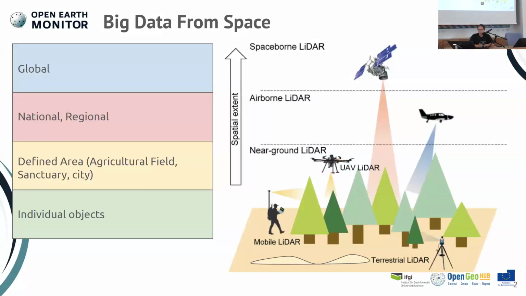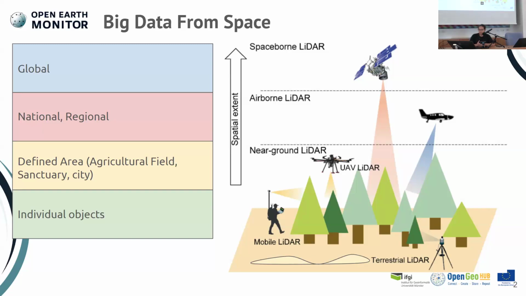LiDAR, the whole name is light detection and ranging, is a technique for measuring distance. It can be used in multiple different devices, like mobile LiDAR or terrestrial LiDAR. They use the more conventional way of measuring things like tree height and other objects on the ground.